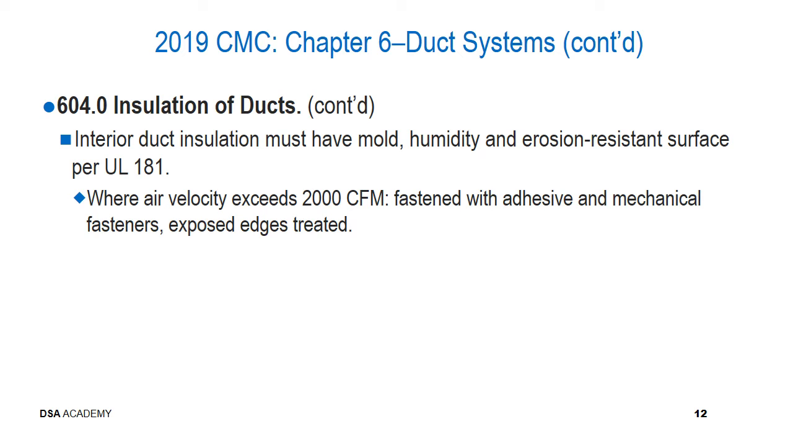Additionally, where the air velocity being conveyed inside the ductwork exceeds 2000 CFM, the insulation is required to be fastened with adhesive and mechanical fasteners, and all of the exposed edges are required to be treated to make sure that the insulation will stay adhered to the inside of the ductwork and will not come loose.